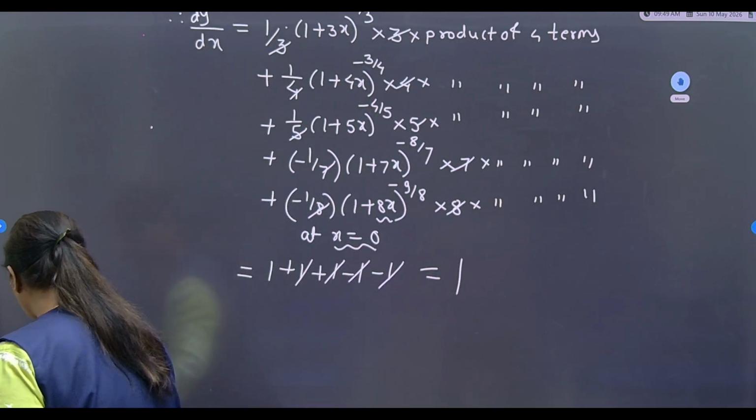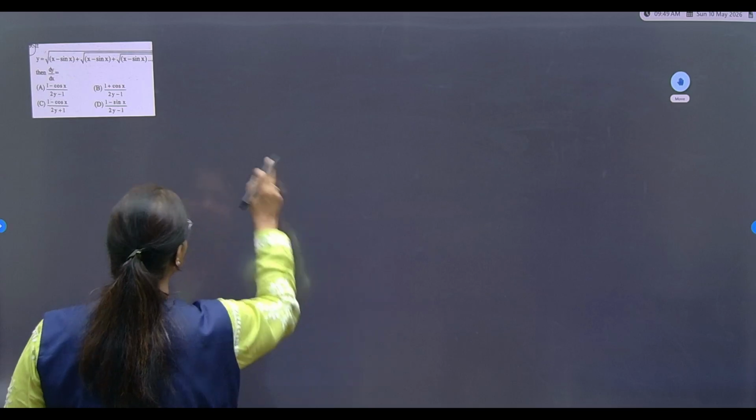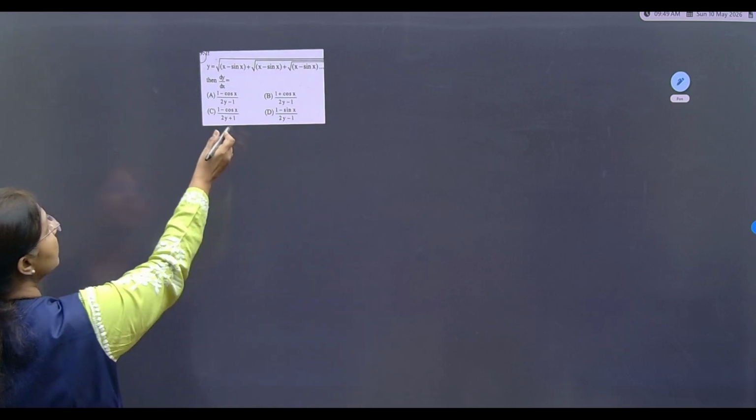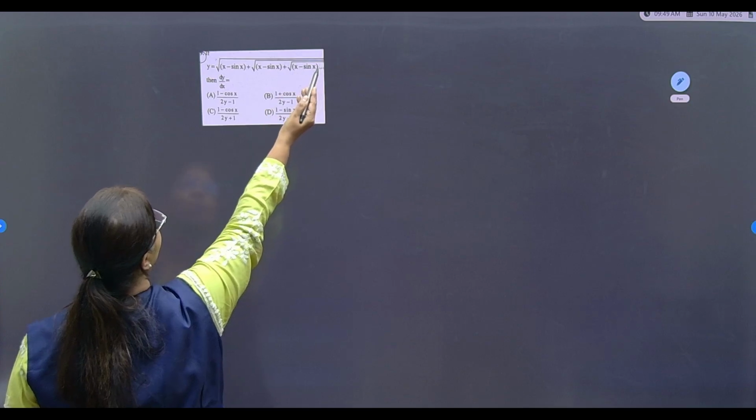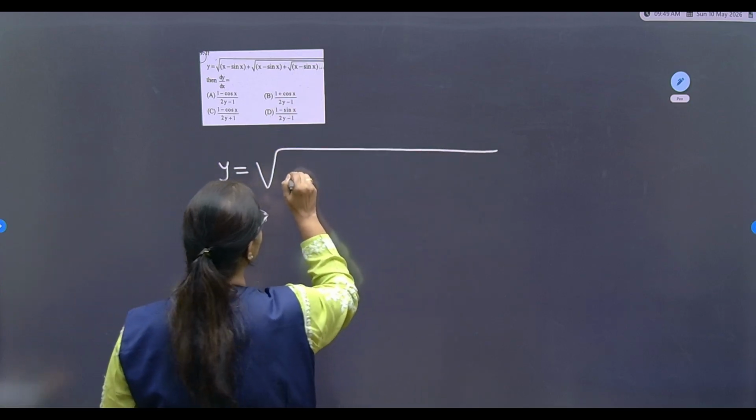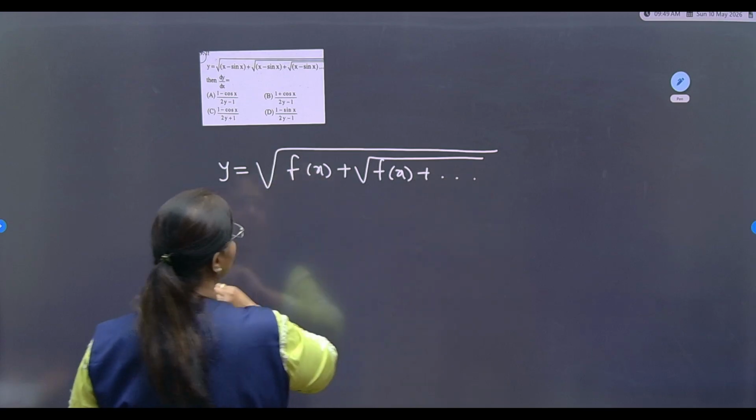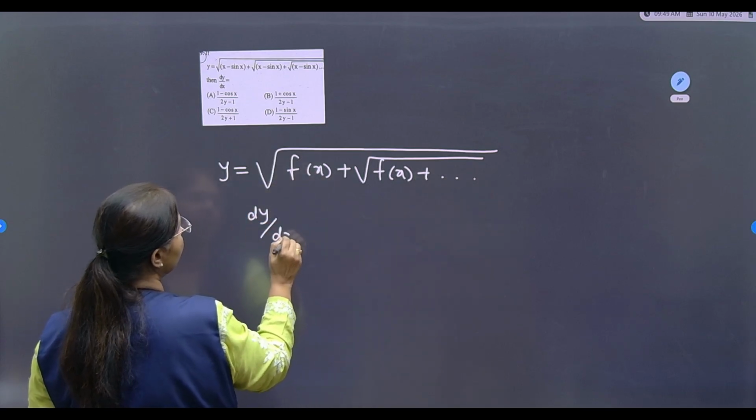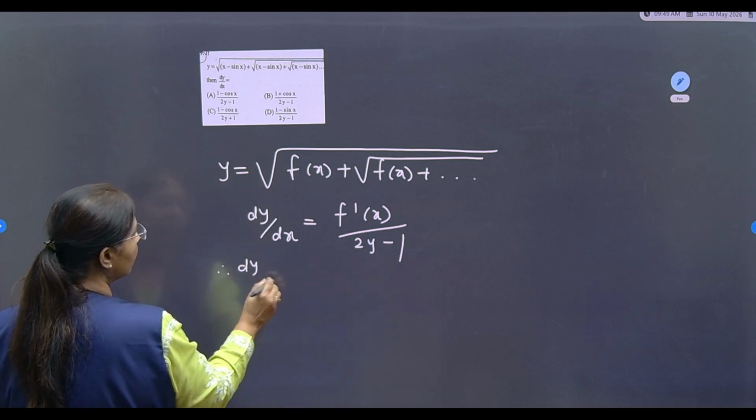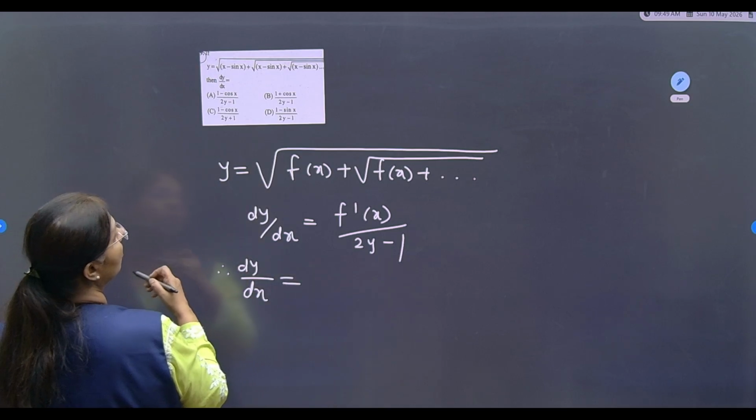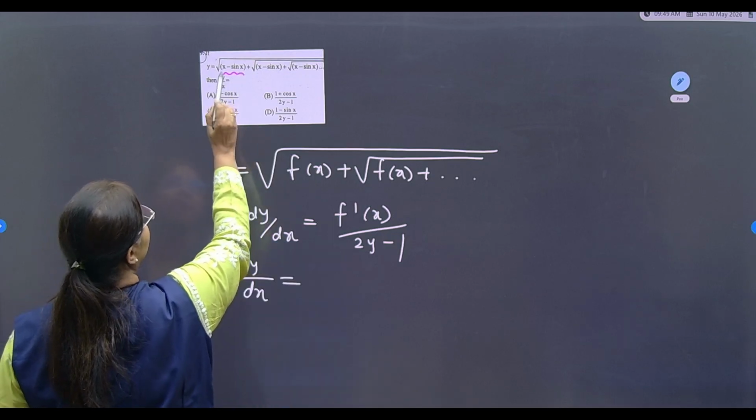Yes, next example, using the shortcut method here. y is equal to the square root of x minus sin x plus the square root of, the whole root of, the given expression. We know the shortcut: y is equal to the square root of f of x plus the square root of f of x plus, continuing the process. Then by the shortcut, dy upon dx is equal to f dash of x upon 2y minus 1. Therefore here we get dy upon dx equal to, okay, this is our function f of x.